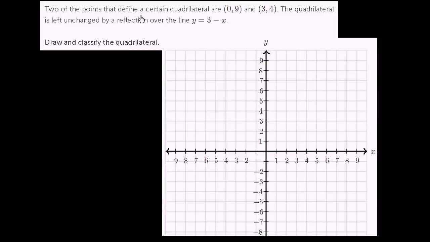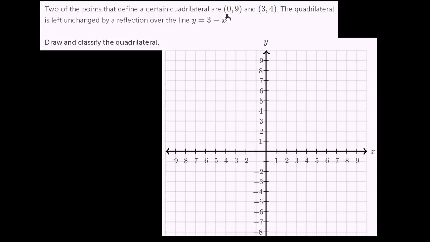Two of the points that define a certain quadrilateral are (0, 9) and (3, 4). The quadrilateral is left unchanged by a reflection over the line y is equal to 3 minus x. Draw and classify the quadrilateral. Now I encourage you to pause this video and try to draw and classify it on your own before I explain it. So let's at least plot the information they give us.